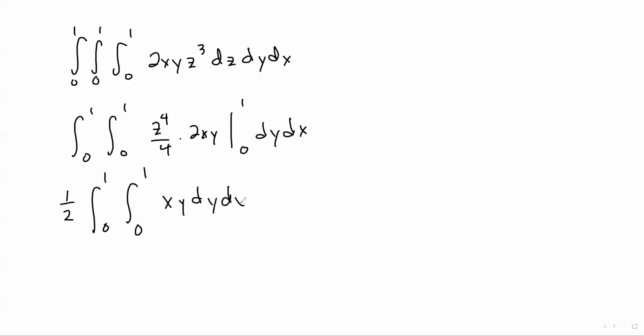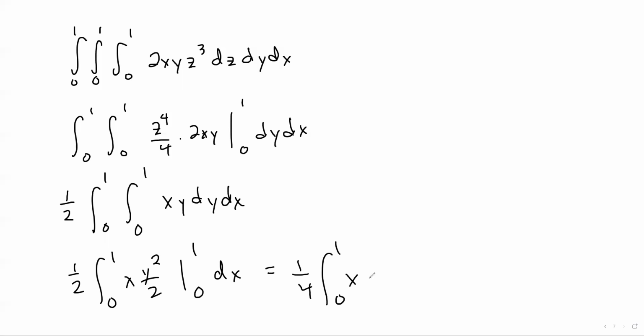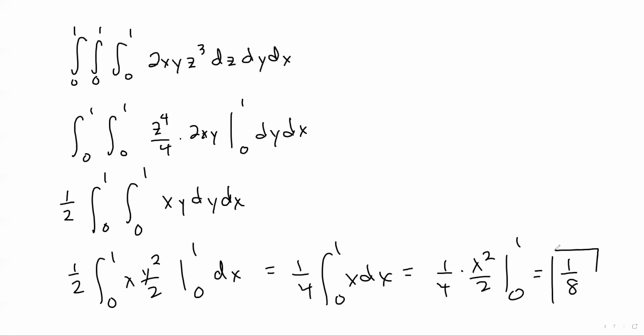dy dx. And then we'll get 1/2, 0 to 1. The antiderivative for y is y squared over 2. Sticking the x in there, 0 to 1. Plugging in 1, you get 1/2. Move it out front, you get 1/4, 0 to 1, x dx. You get 1/4 times x squared over 2, 0 to 1. It's another 1/2, and we get 1/8.